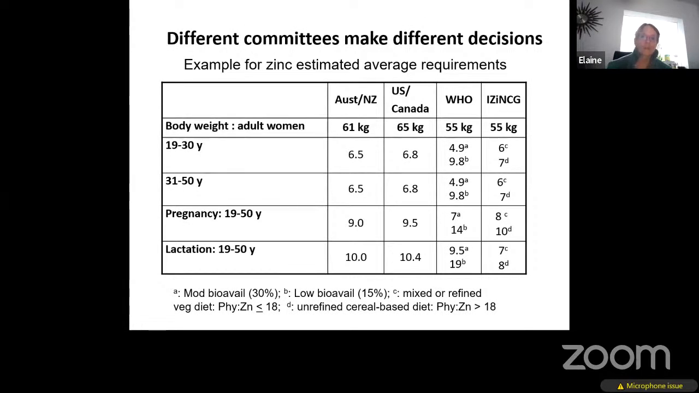And this is just giving you an example of zinc. And you can see that, for zinc, for the 19 to 30-year-olds, it's ranging from very low at 4.9 up to 9.8, again, depending on bioavailability, etc. So different committees are making different decisions.